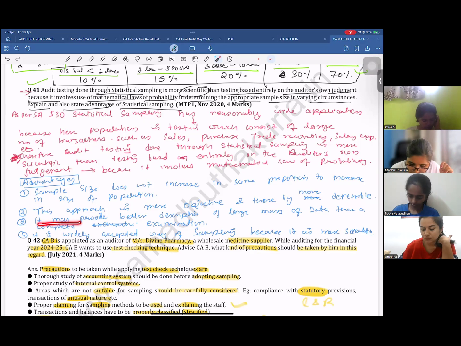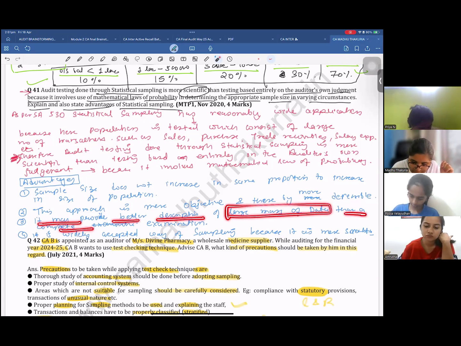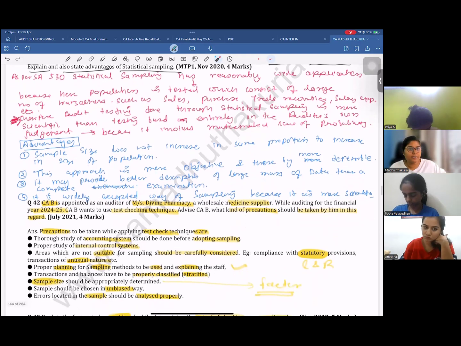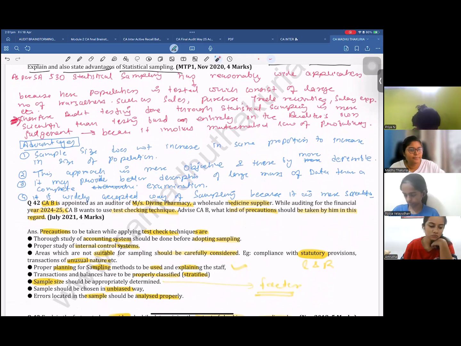Then it may provide a better description of a large mass of data than a complete examination, right? And it is a widely accepted way of sampling because it is more scientific. A good question for the exam point of view, right?